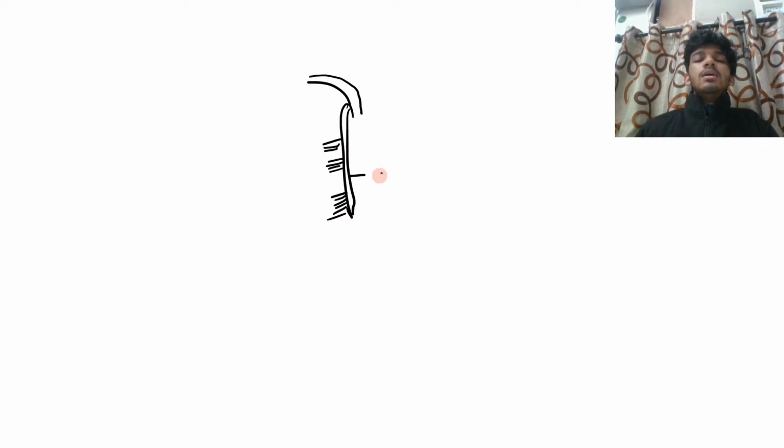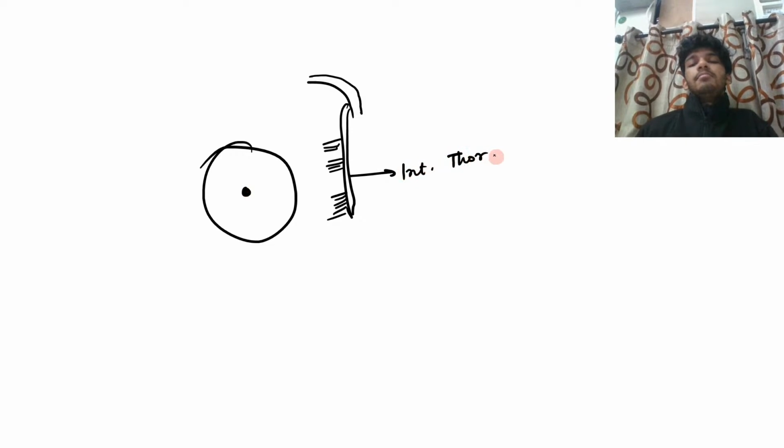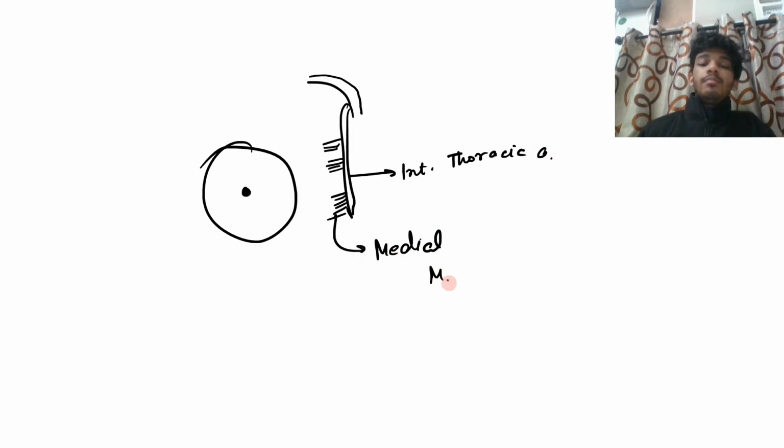So let's say this is where your subclavian artery starts. This is your subclavian artery. The subclavian artery gives the internal thoracic artery, which will give you medial mammary branches, right? These medial mammary branches will supply the breast. This is the breast, let's say, right? The internal thoracic artery, and these are the medial mammary branches.